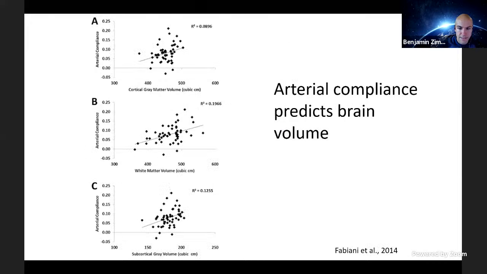Arterial compliance, we've also observed that this measure predicts brain volumes. So I'm showing here that it predicts cortical gray matter volume, white matter volume here, and subcortical gray matter volume. So this is really all over the brain. It looks like the prediction is the strongest for white matter volume. And this makes sense to me in some ways because overall the white matter is further downstream from the arterial tree. So we might expect that vascular dysfunction affects these regions first.